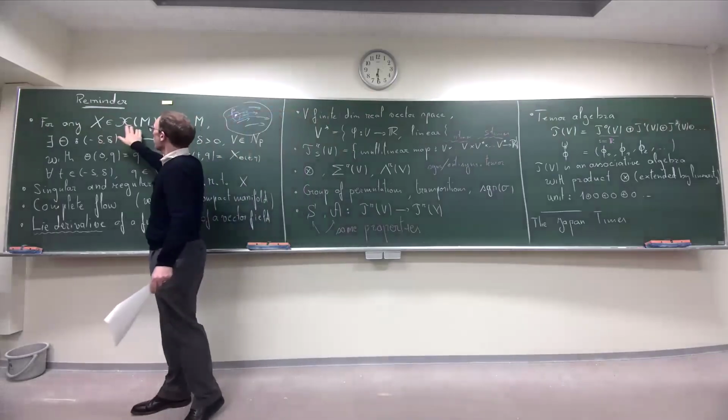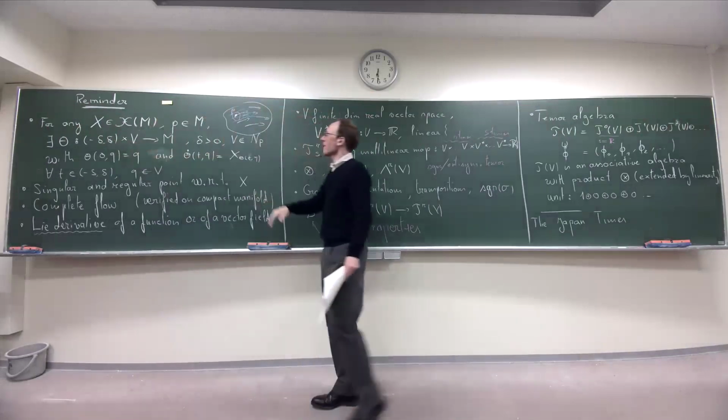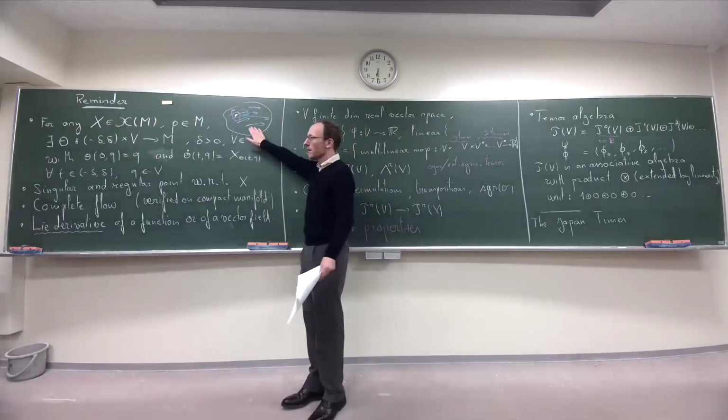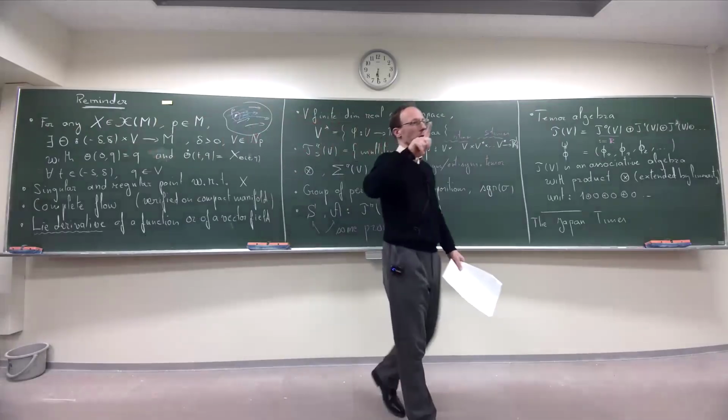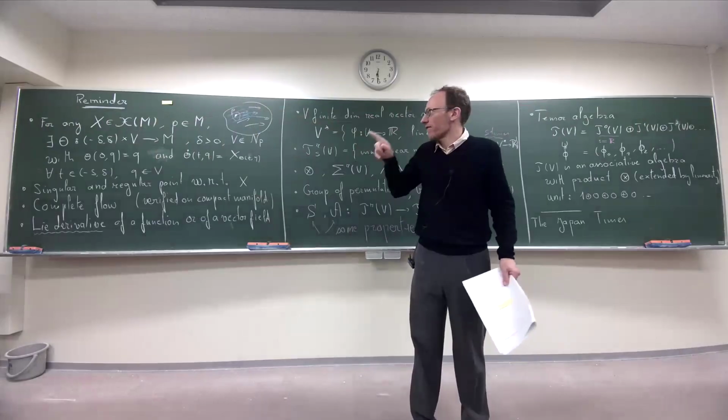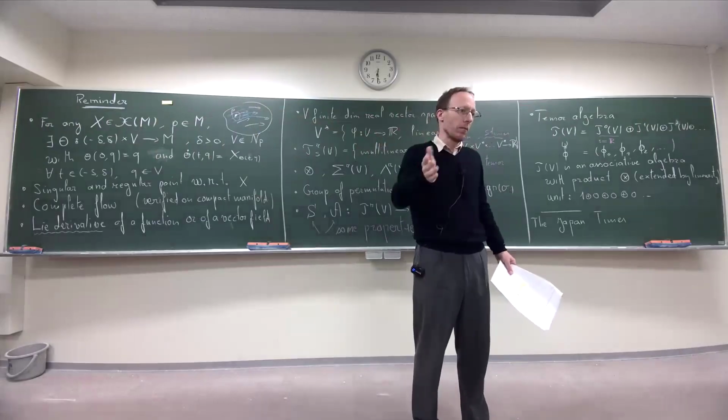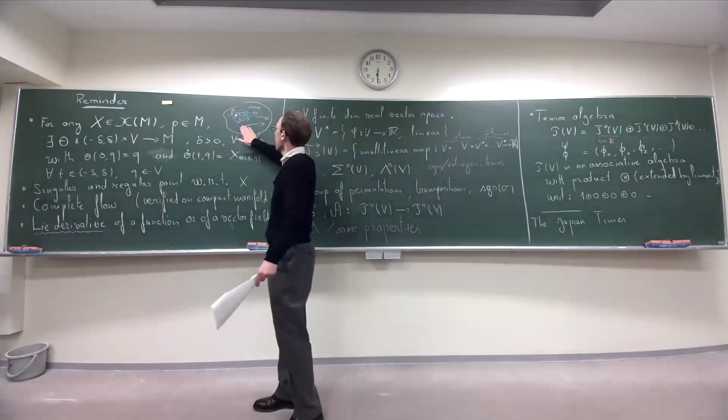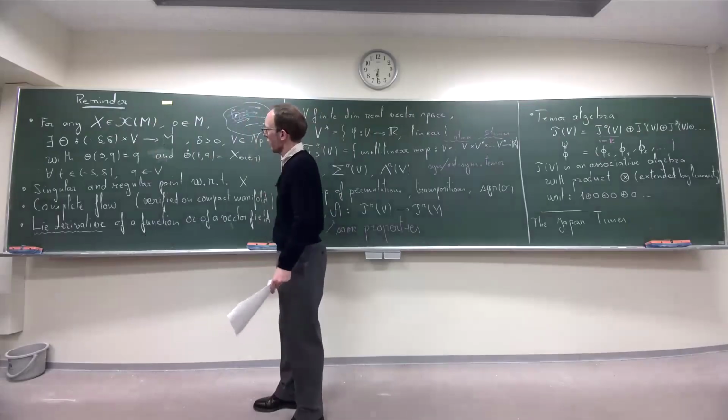This is a smooth vector field. This is the set of smooth vector fields. You can think about a smooth vector field as this picture. At every point, you have one vector in the tangent bundle. So on the tangent plane, you have one vector at every point.